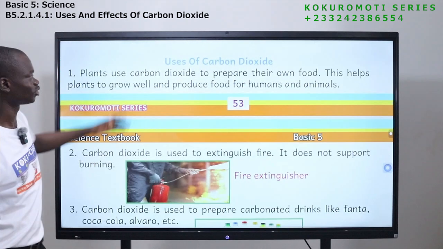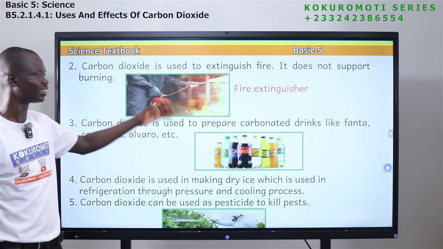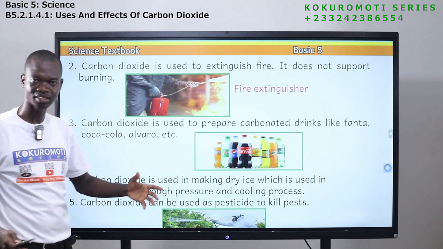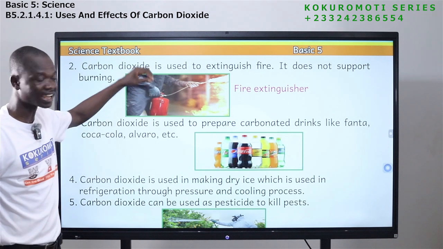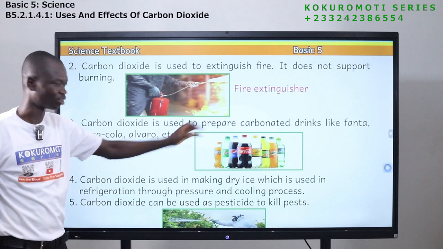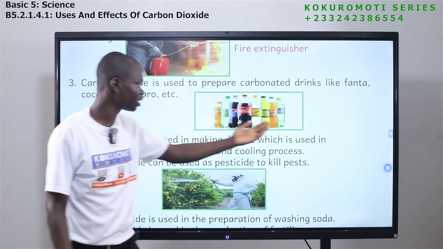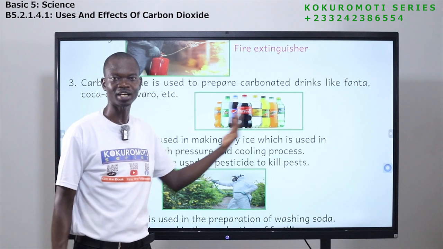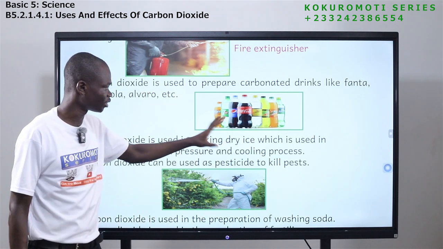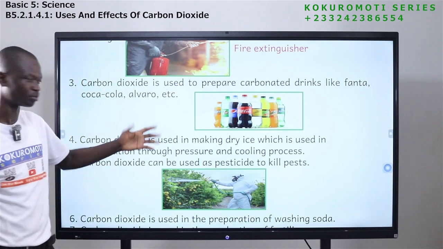Here it is used by plants. Here fire service people, they use fire extinguishers, the fire extinguishers that we have in our workplaces. What we have here, the gas that we have inside, carbon dioxide is part of it. Now, those who prepare drinks for us, I believe every day or almost every week, you take these drinks. You enjoy one of these drinks, and the drink that we enjoy, they use carbon dioxide to prepare it.